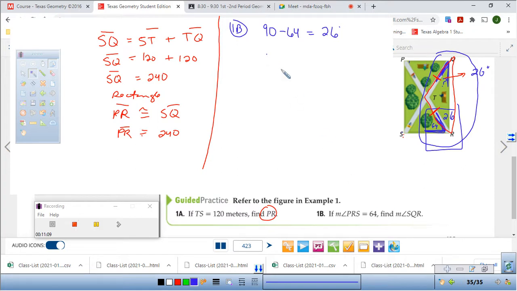What angle is it looking for? The measurement of angle SQR. Make sure I'm doing it right. The measurement of SQR is equal to 26. Thank God we have this geometry. We can prove that it's an isosceles triangle. Diagonals equal, bisect each other, giving me two equal halves. That forms a triangle, and we know the base angles of a triangle have to be the same. We figure this one to be 26. That one's 26. Check.